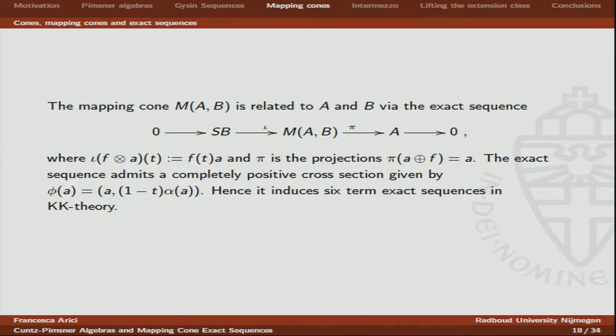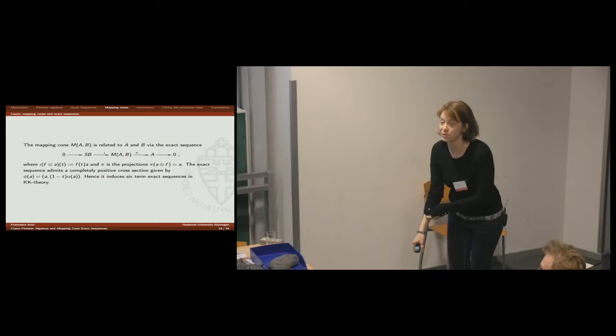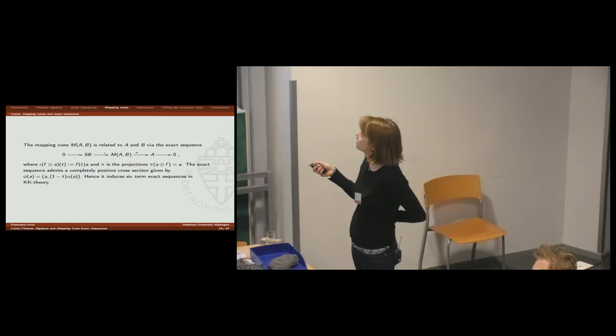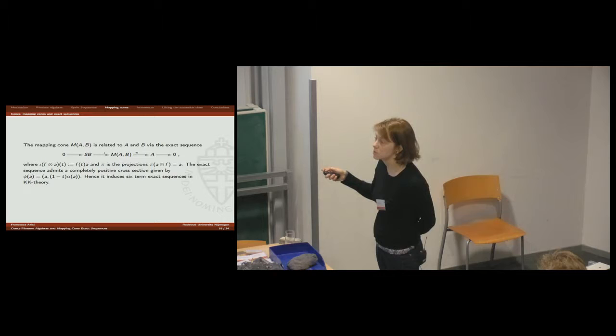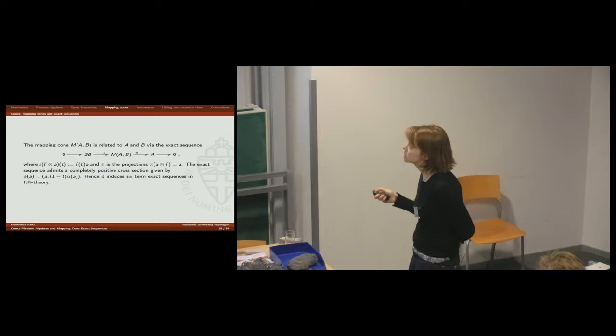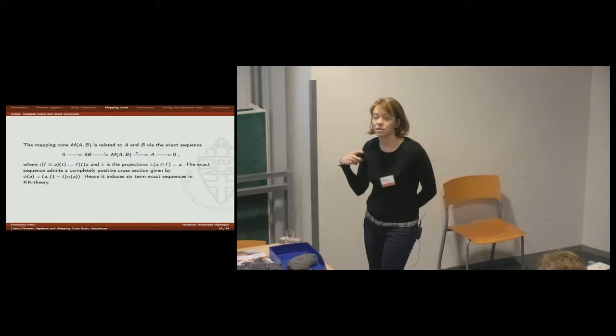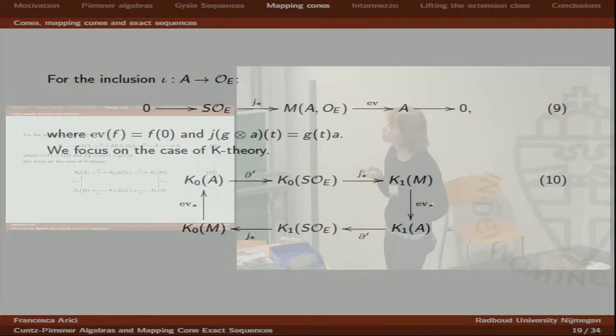And of course, it fits in a very nice extension of C*-algebras that involves also the suspension of the second algebra and the algebra itself. In particular, you have natural maps: the projection into the first factor and then the inclusion of the suspension of B into the mapping cone. So this exact sequence actually admits a completely positive cross-section, which is given by this formula. So in particular, it induces six-term exact sequences in KK-theory. So let's look at what happens for the inclusion that we want to study.